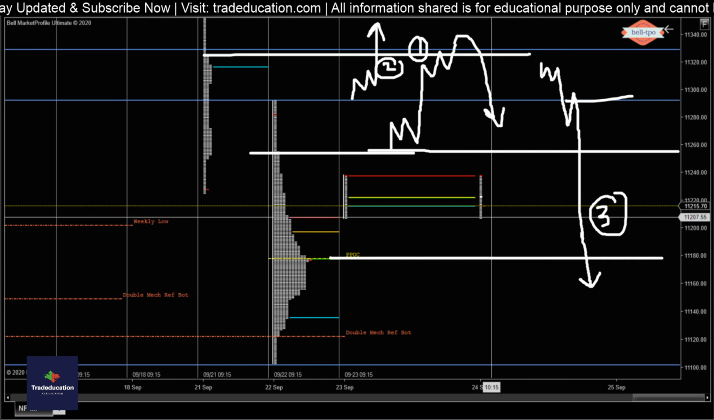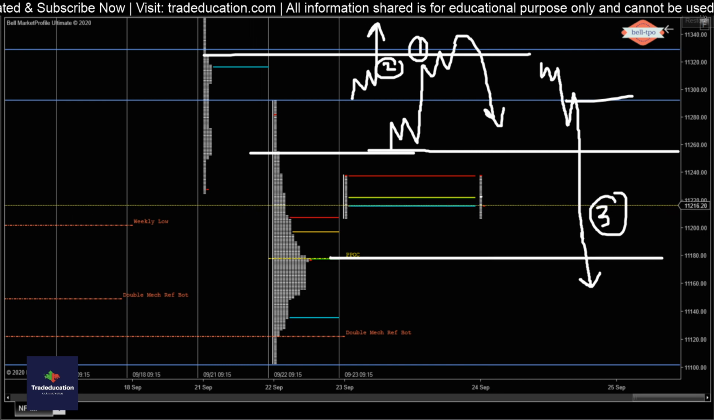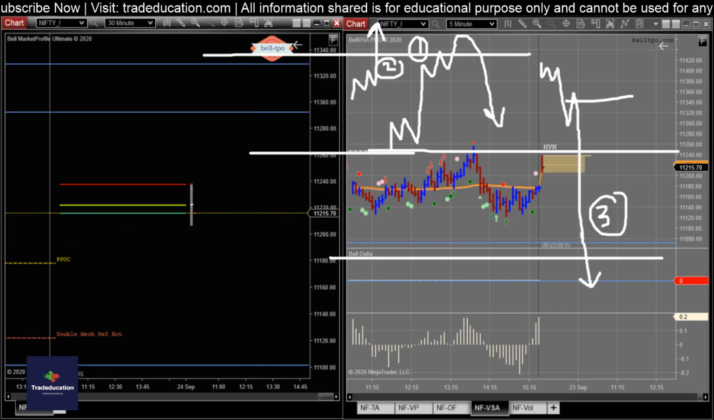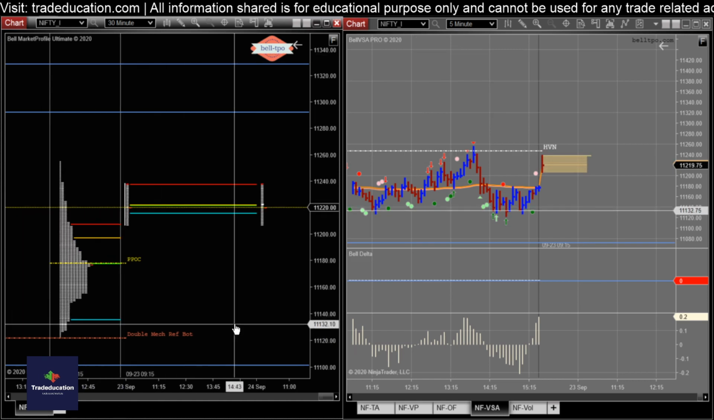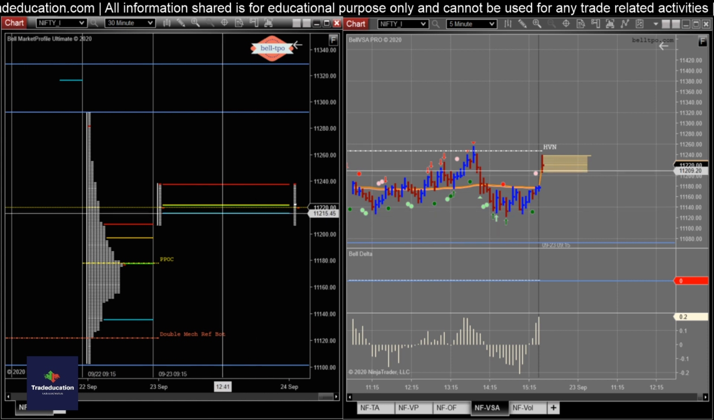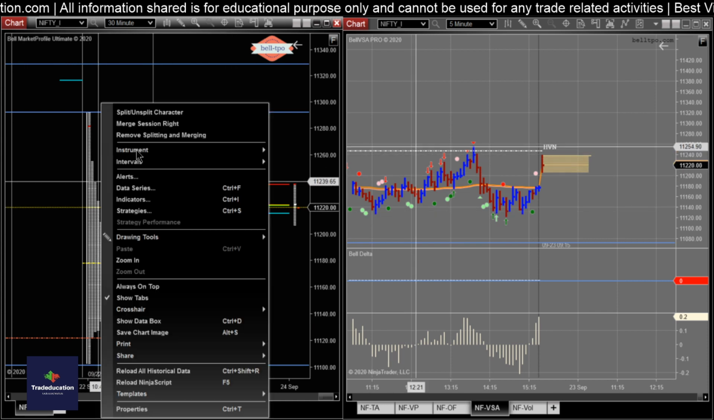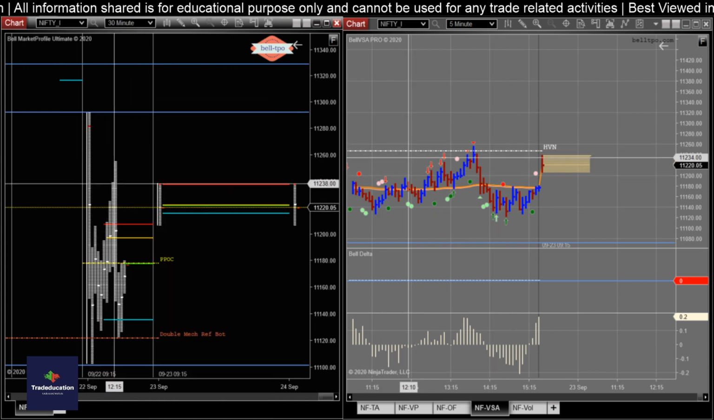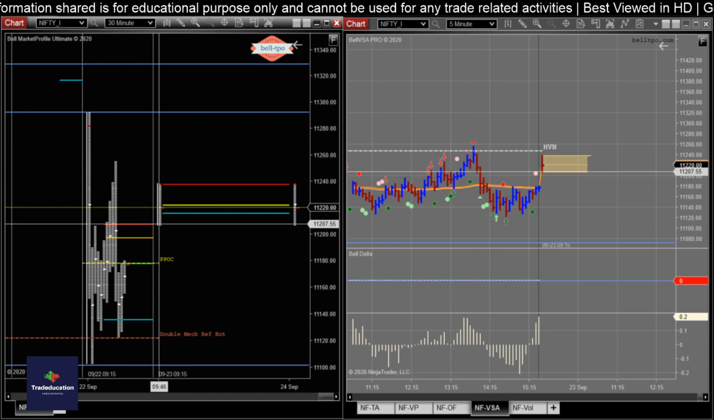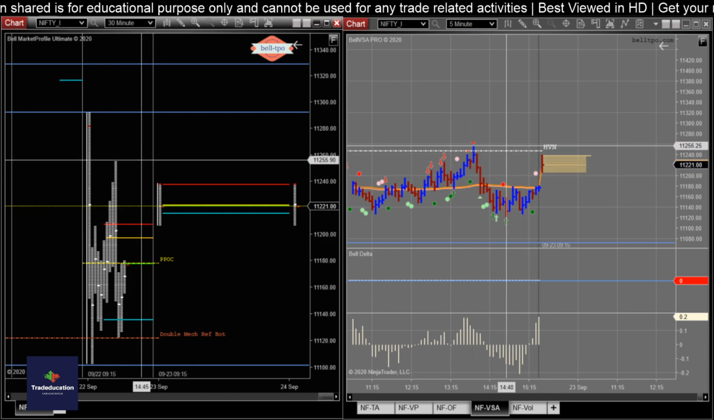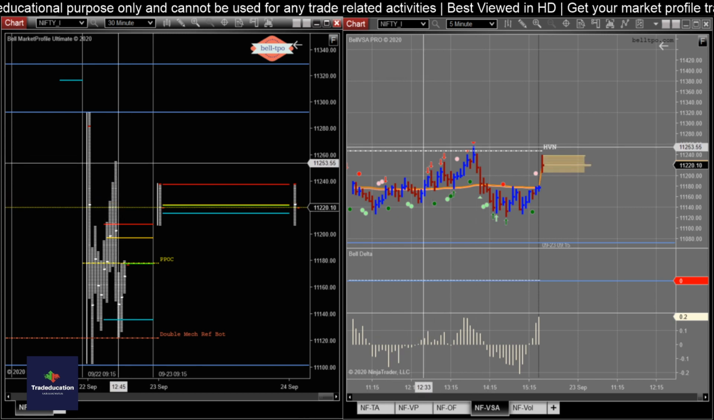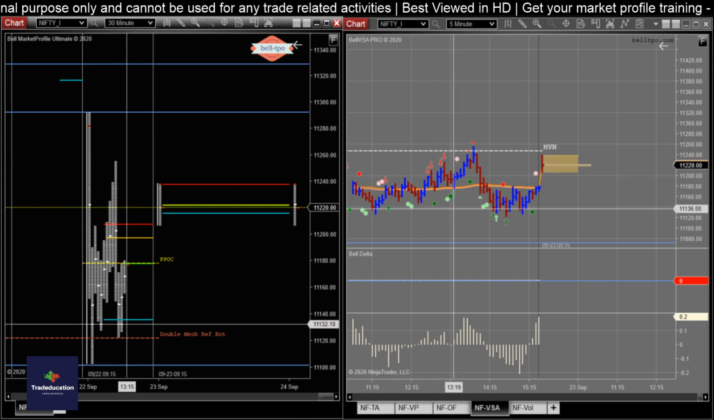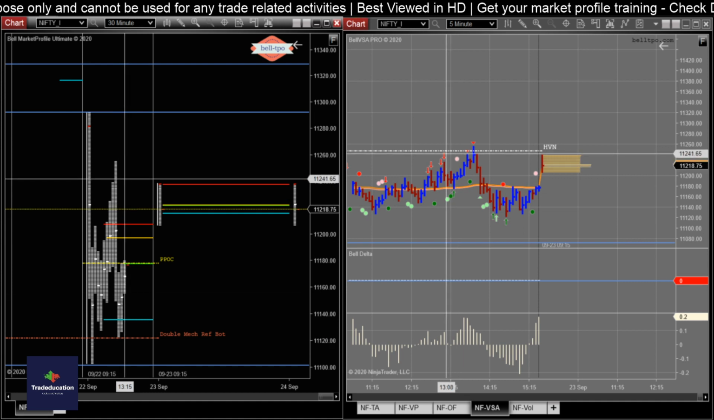Now we are seeing some sort of rejection at this. So let me minimize this. First of all, let me delete all the charts. Okay. So if we study the price action of yesterday, this is where buyers came in. This was a big spike or a pullback, and then the auction went down. Okay.